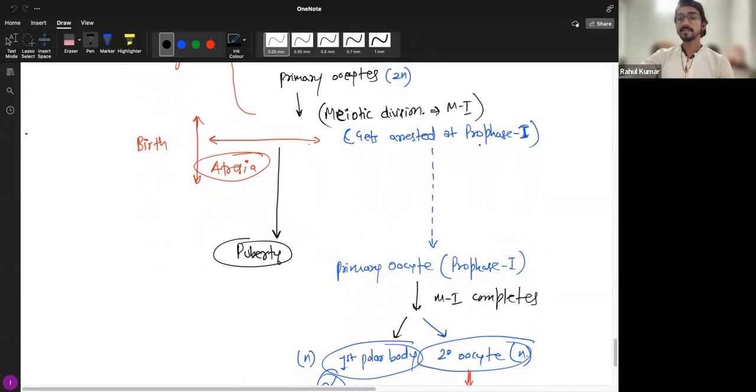The primary oocytes get arrested at prophase before birth, right? So you missed this part. Are you clear with this part of the story? From before birth till puberty, what's happening in between? My question is what is happening before birth and after birth till the female reaches puberty? Do you have any doubts in this part of the process?